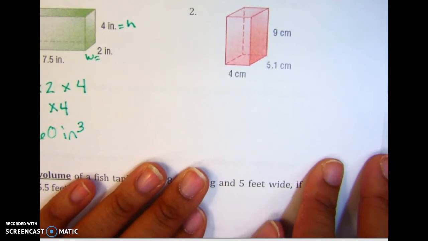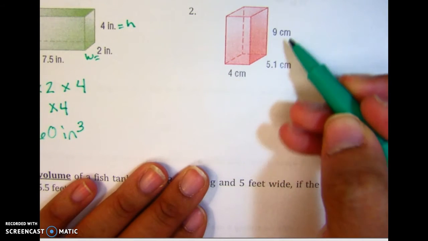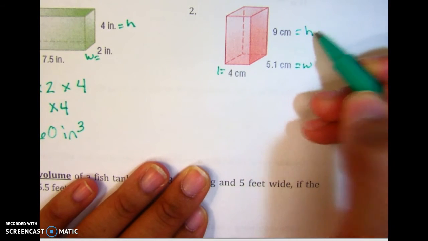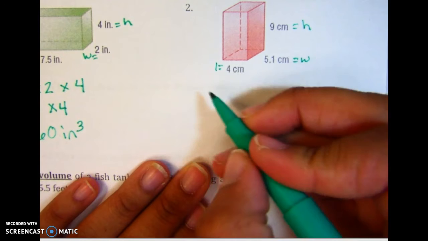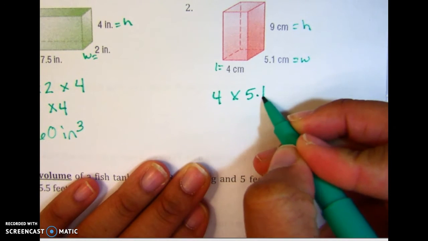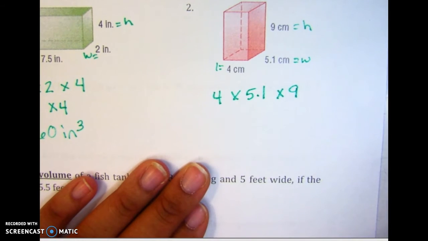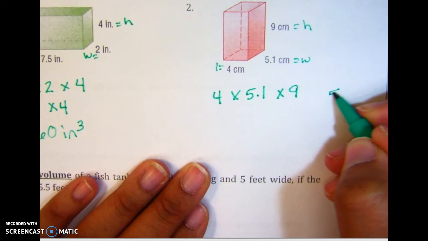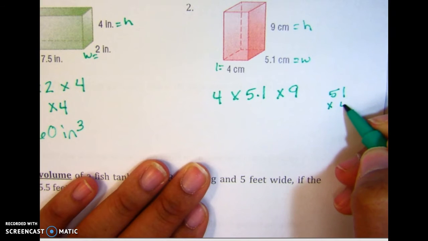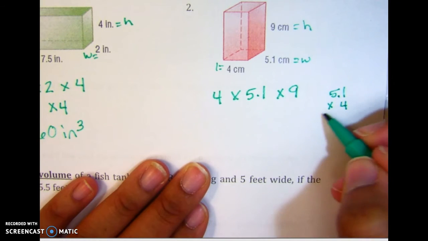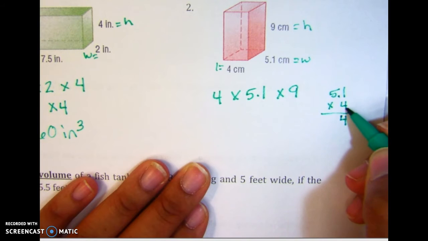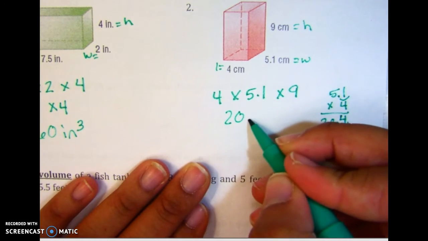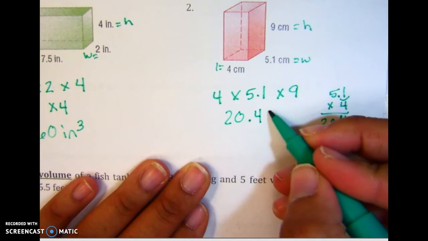Second example, 4 times 5.1 times 9. This is my length, this is my width, this is my height. So I'm going to multiply these three numbers. 4 times 5.1, I could do a little math over here in my notebook, 5.1, not 51. 4 times 1 is 4, 4 times 5 is 20. I have 1 decimal place, so 1 decimal place. 20.4 times 9.